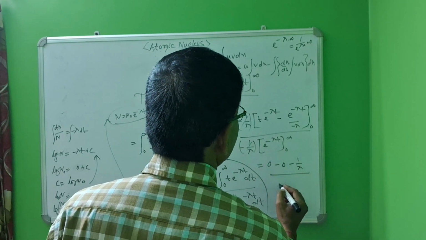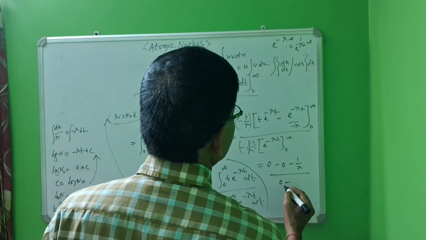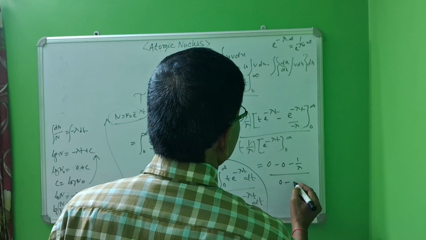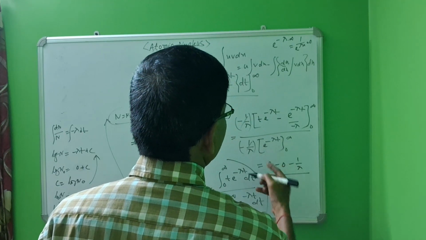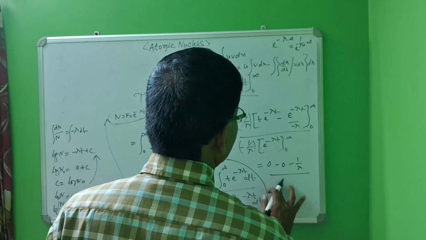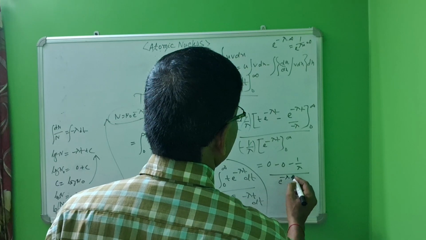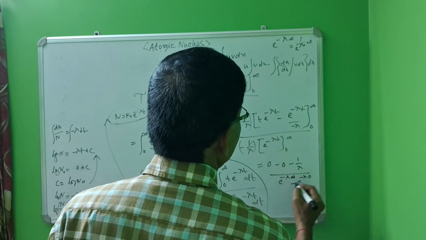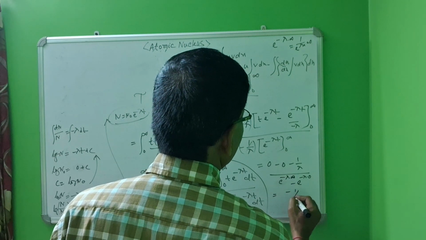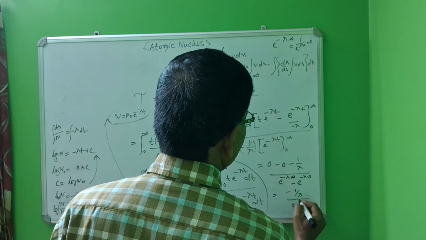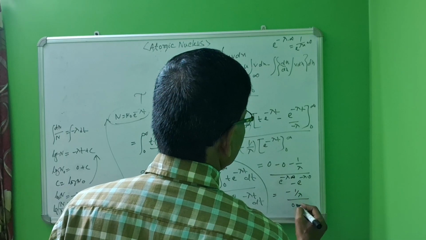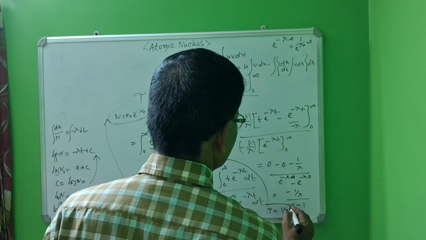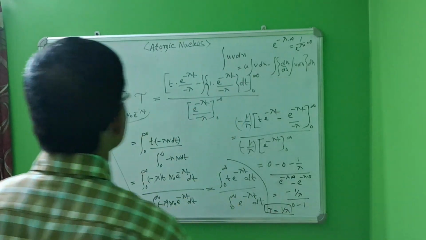This divided by 0 minus. When we put infinity we get e to the minus lambda into infinity minus e to the power minus lambda into 0. So we get minus 1 by lambda, this is 0 minus e to the power 0 equals 1, so we get 1 by lambda. So tau equals 1 by lambda.